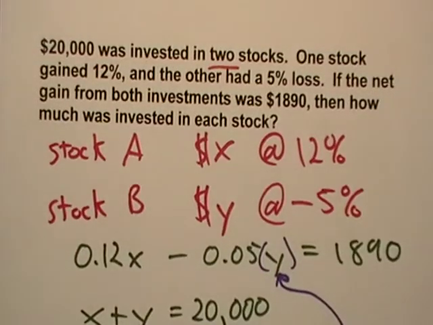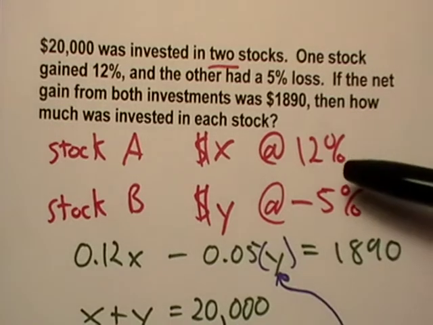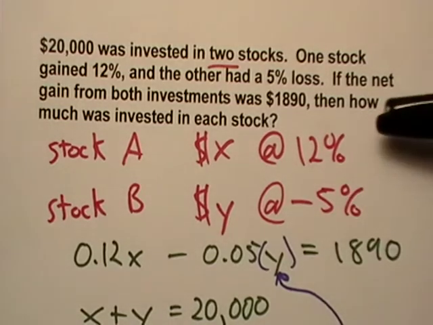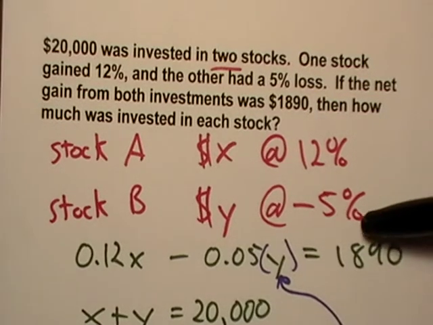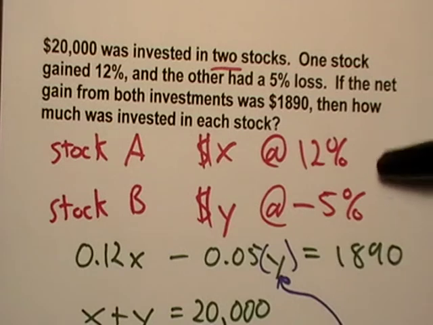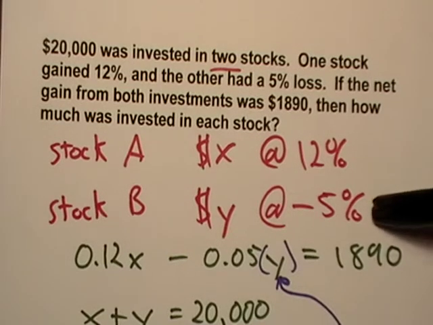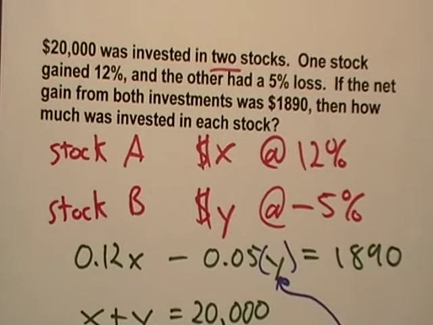It looks like I ought to be a financial analyst, well, maybe not. It looks like I might have gotten lucky. At least I invested more into the good stock than into the bad stock. Had I put the 17,000 in stock B, I would have lost a heck of a lot more money.